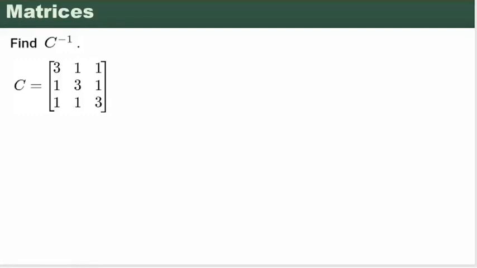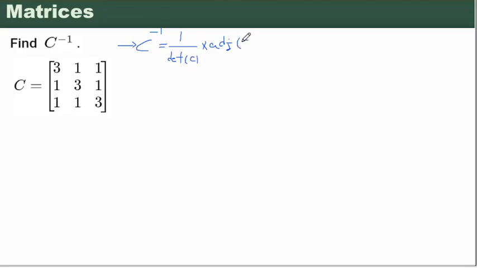Here it says find the inverse of matrix C. To find the inverse of matrix C, I use the formula that says the inverse of a matrix would be 1 over determinant of matrix C times adjugate of matrix C. So adjugate of matrix C times 1 over determinant of matrix C.